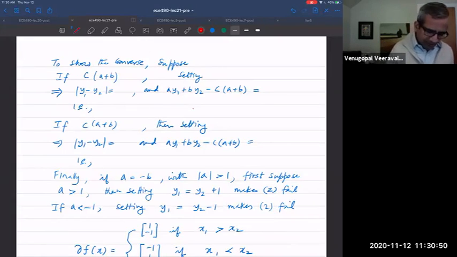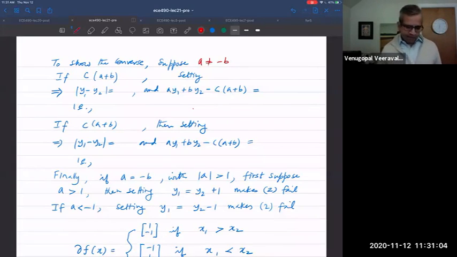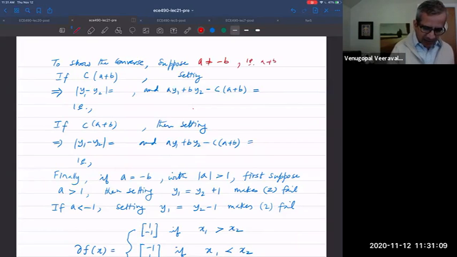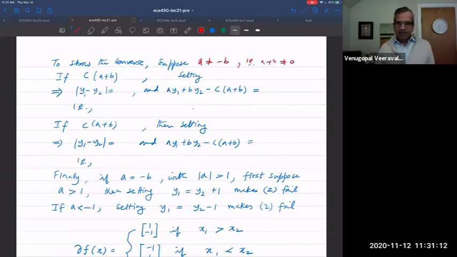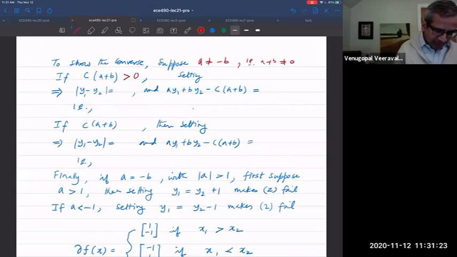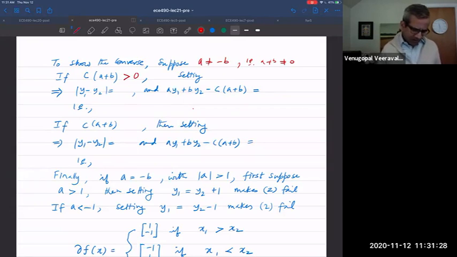Okay, so to show the converse, suppose A is not equal to minus B first. Then if I look at c times (A plus B), this is the same as saying A plus B is not equal to 0. So c times (A plus B) can either be positive or negative, depending on the sign that A plus B has and the sign that c has. So let's look at the case where c times (A plus B) is positive.